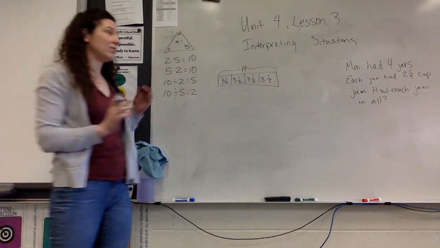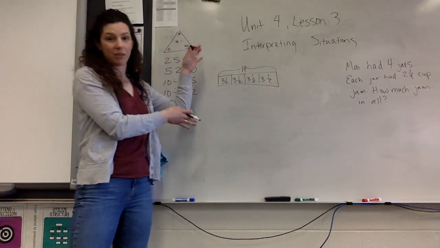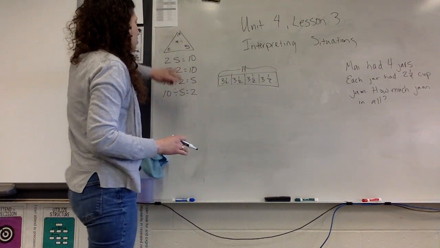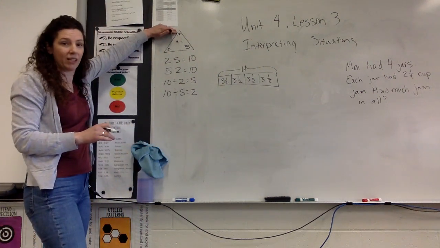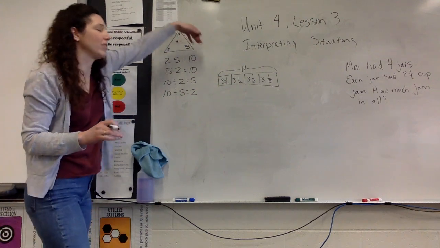So we've got some words that give us a situation, and then we've got some of these visuals that give us a situation. So in this situation, 10 is our whole, right? And then we have parts of 2 and 5, right? So 2 copies of 5 parts is 10.